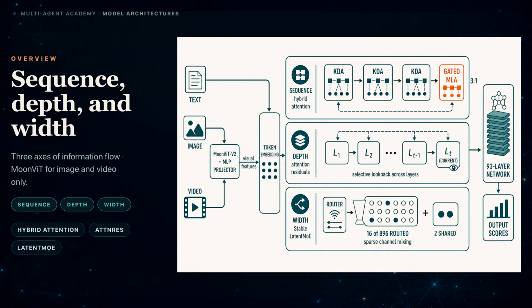Text enters as token embeddings. Images and video pass through MoonVit v2 and a lightweight projector, which maps their visual features into the same embedding space. From there, the network scales information flow on 3 axes. Along the sequence, hybrid attention mixes tokens for long context. Along depth, attention residuals let layers retrieve earlier representations selectively. Along width, a stable latent mixture of experts performs sparse channel mixing. Those 3 mechanisms meet in a 93-layer network and produce the next token output scores.